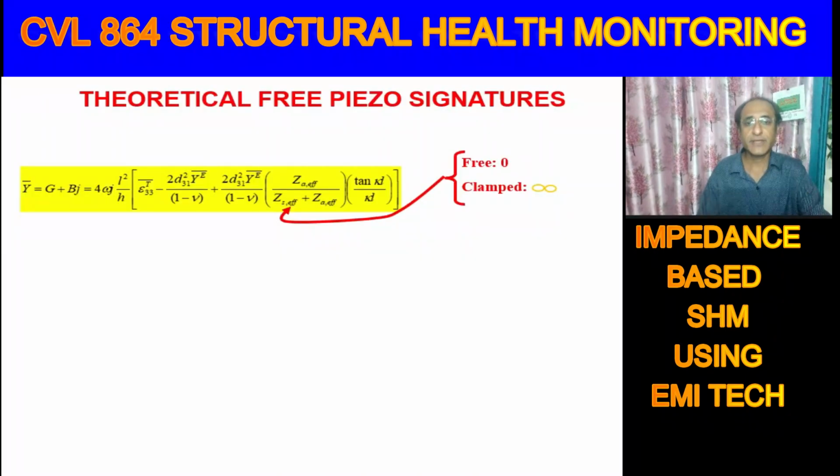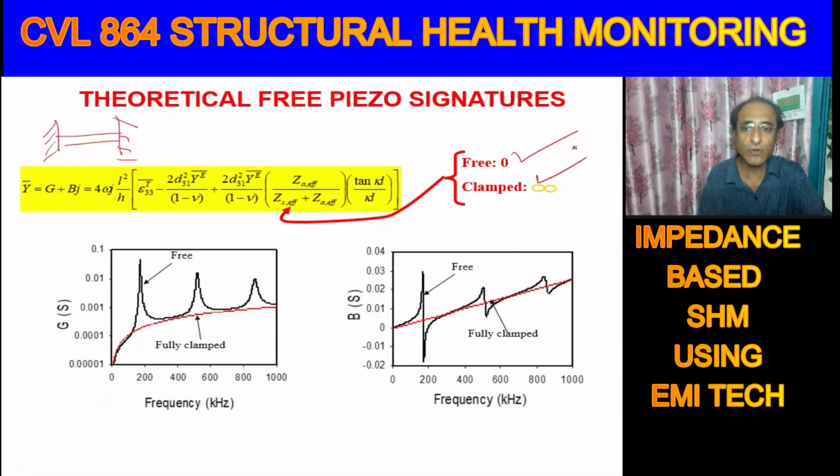So for example, here we can take another extreme. If piezo is free, then this is 0. And then there is the other extreme, that if the piezo is fully clamped like this, then what will be the mechanical impedance of the structure? Mechanical impedance of the structure will be like infinity. So these two extreme cases we can do, and then we can obtain the free piezo signatures as well as fully clamped piezo signatures like this.